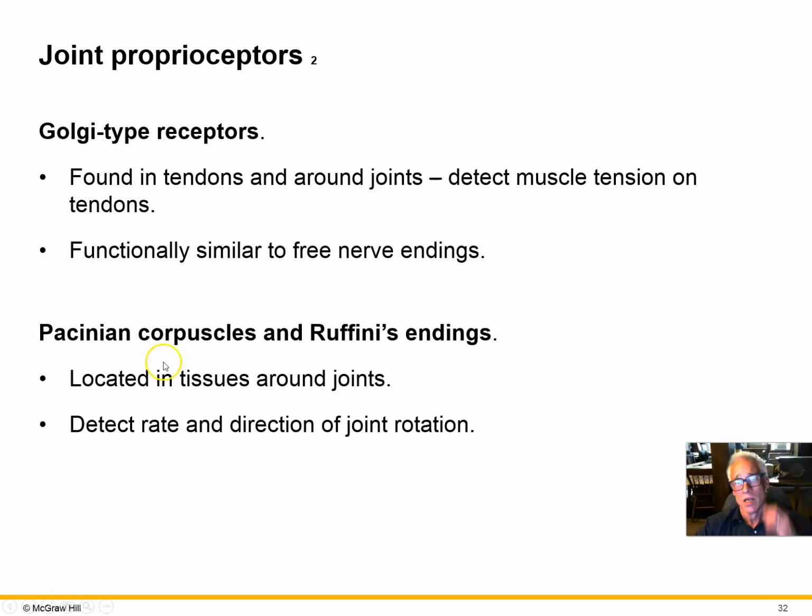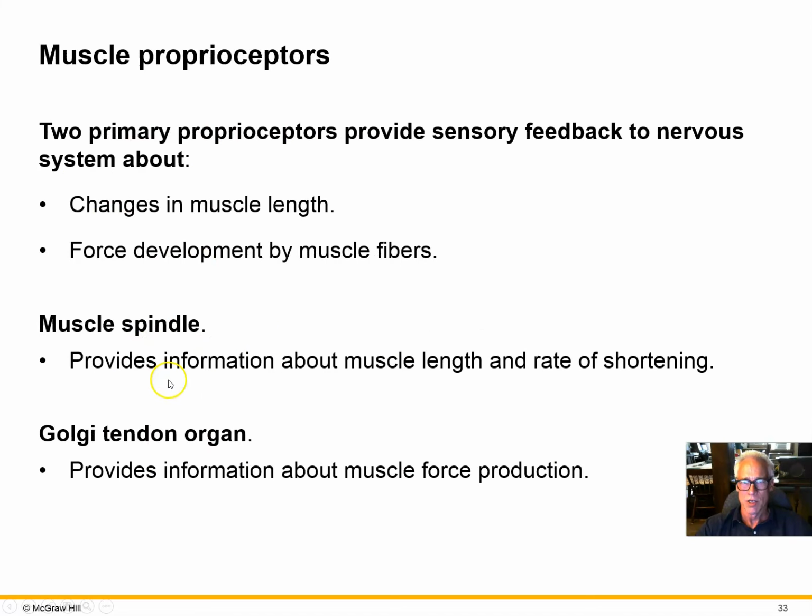Pacinian corpuscles are a type of collagen fiber encapsulated dendrites. So instead of just a sharp little dendrite sticking out into space, it's a ball of layers of collagen fibers on it. Ruffini's endings are another type of encapsulated nerve ending that could be found in joints and joint capsules and around joints, so that we can recognize when a joint is moving and which way it's moving and so forth. So all these receptors can determine joint position and movement.